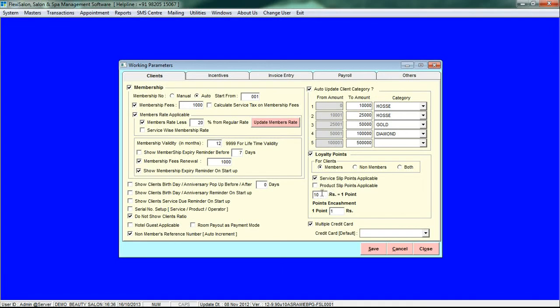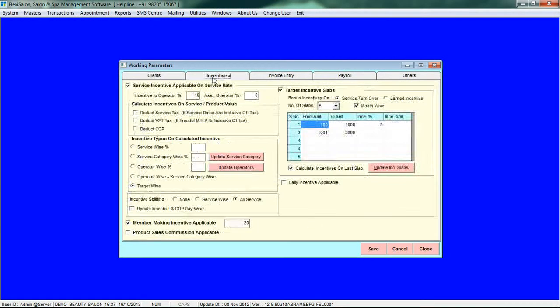For example, if a particular client has performed any service in your salon costing rupees 100, in his account 1 rupee has been deposited. For example, there are 100 points accumulated in a particular client's account, and if he wants to use those points, he can use them for redemption, that is 1 point is equal to 1 rupee. It can be given as 1 point equal to 1 rupee or 1 point equal to 10 rupees, depending totally upon you.